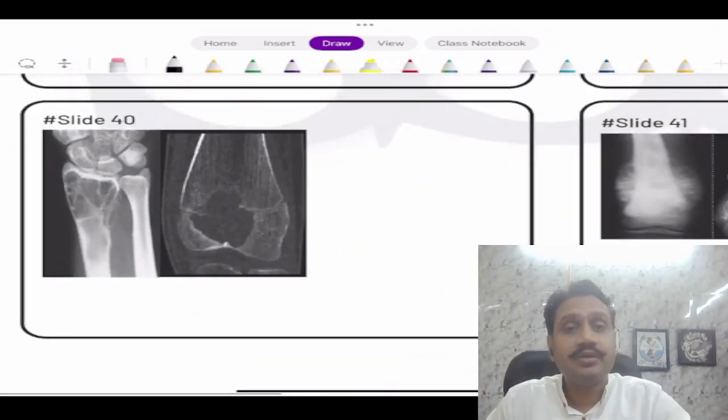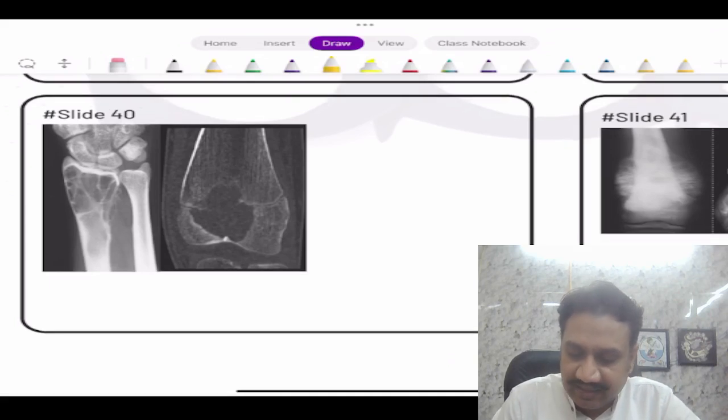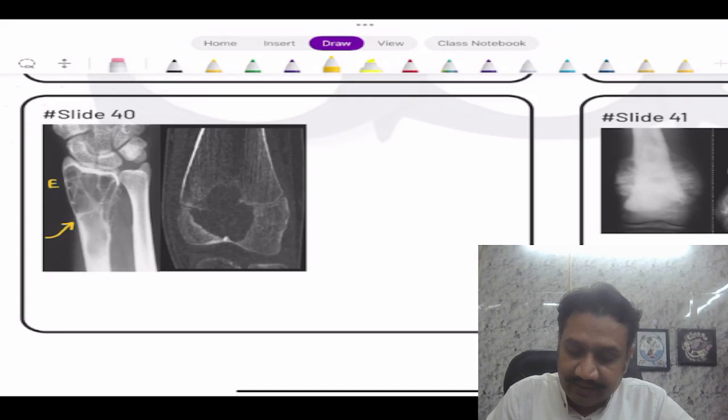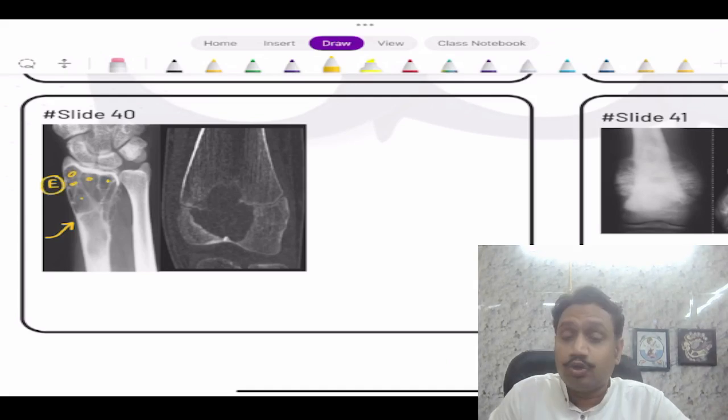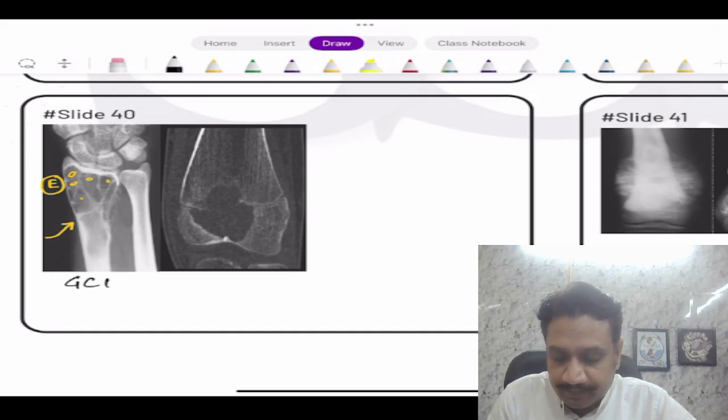Something like this now. So you can see a septated appearance again, but at the epiphyseal area. And now this is what we call the soap bubble. And soap bubble at the epiphysis is signifying what? It is signifying giant cell tumor.